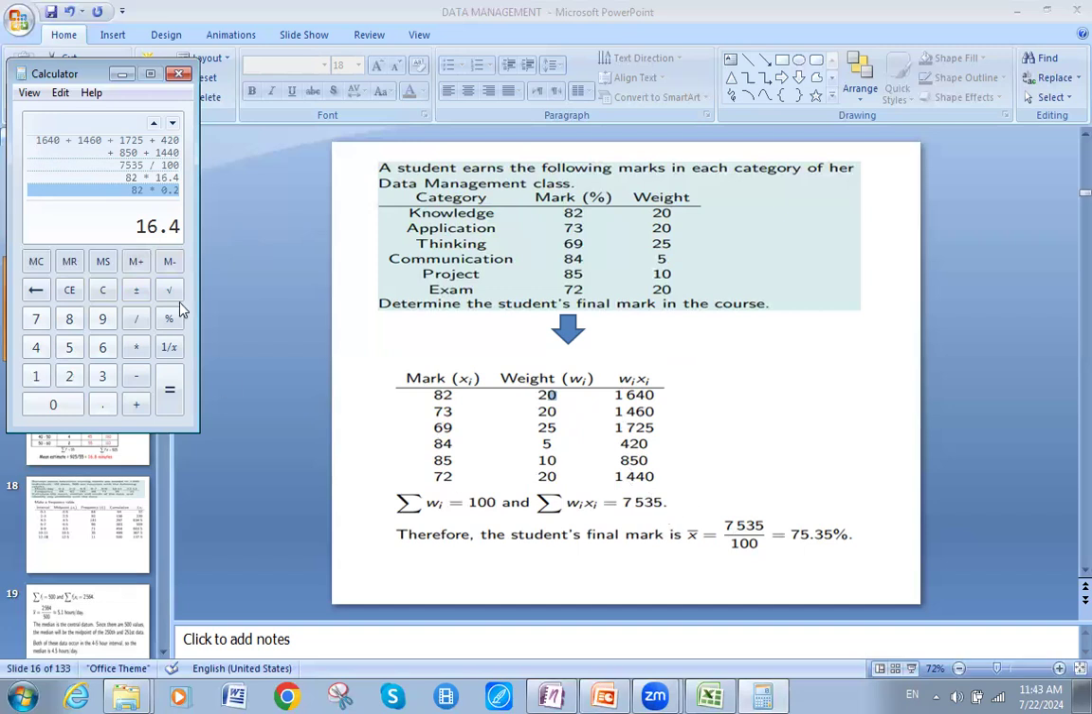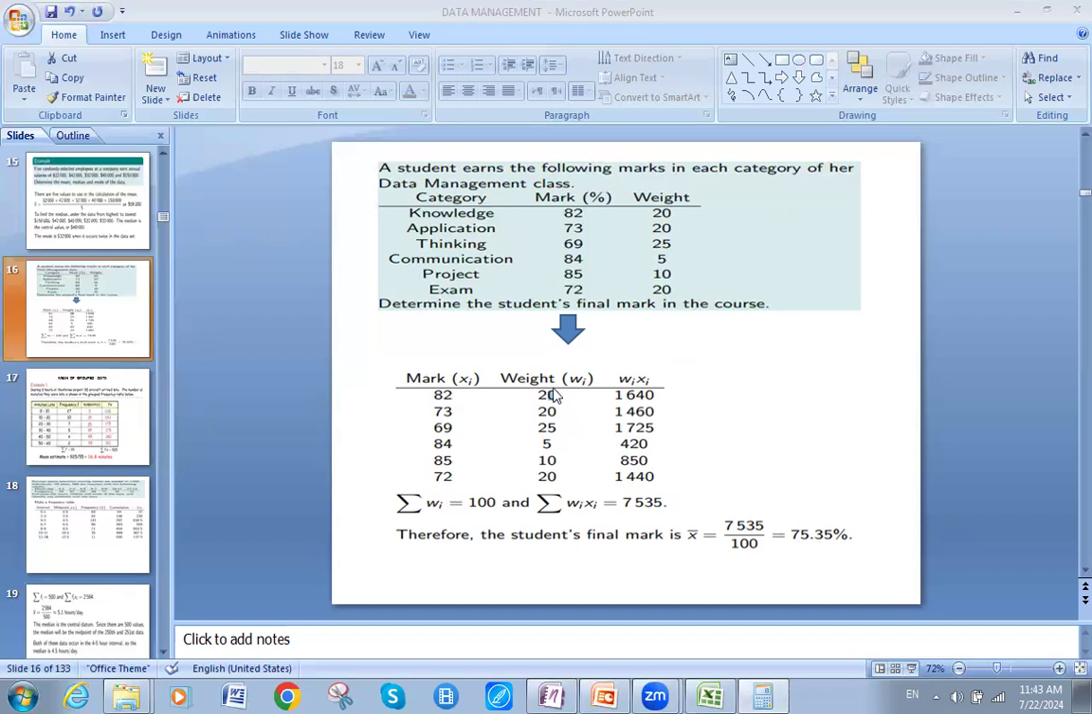And at the end, I will add them without dividing by 100. The second one will be the same. So this is another way. We have two ways. We can multiply by the weight, then at the end divide by 100, and it will give me the percentage. Or I can multiply by the percentage directly.